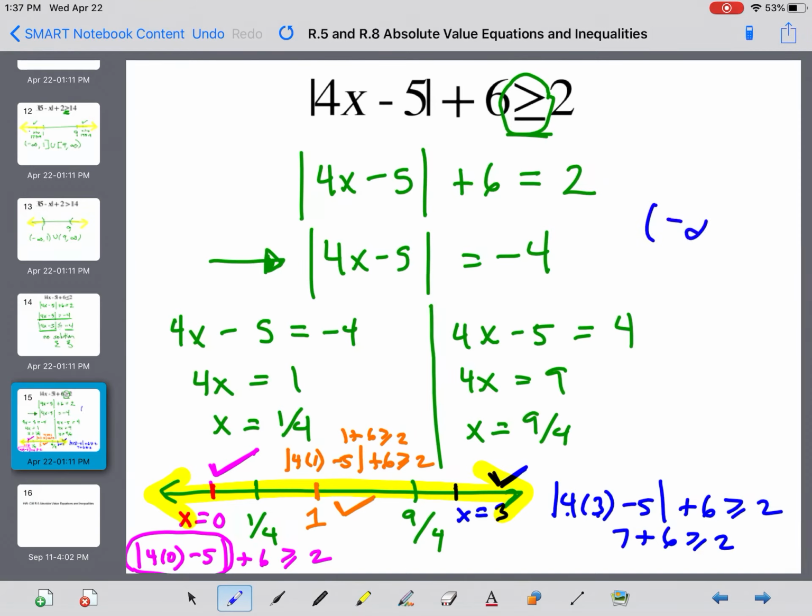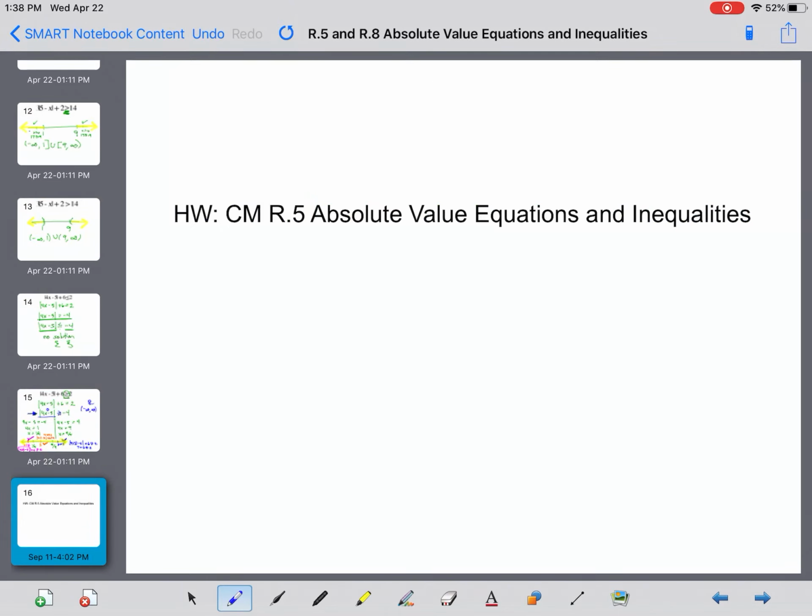As far as my solution goes, we have from negative infinity to infinity: the real numbers. Anything would solve this inequality. I knew that based on this step right here, because thinking about that inequality sign, will the absolute value of something always be greater than or equal to a negative number? Absolutely, because the smallest this side could possibly be is 0, and 0 will always be bigger than a negative number. So this is an infinite solution case.